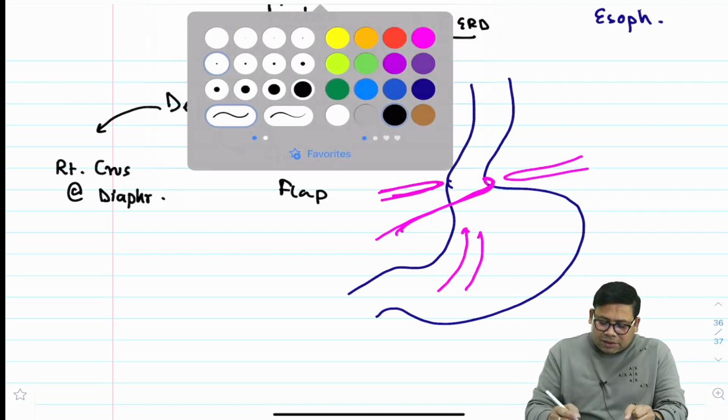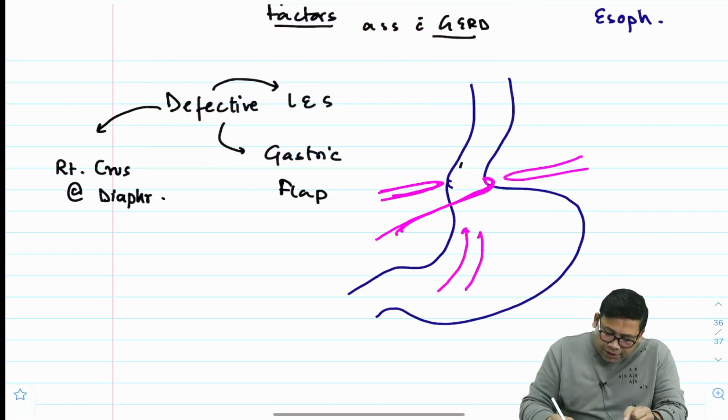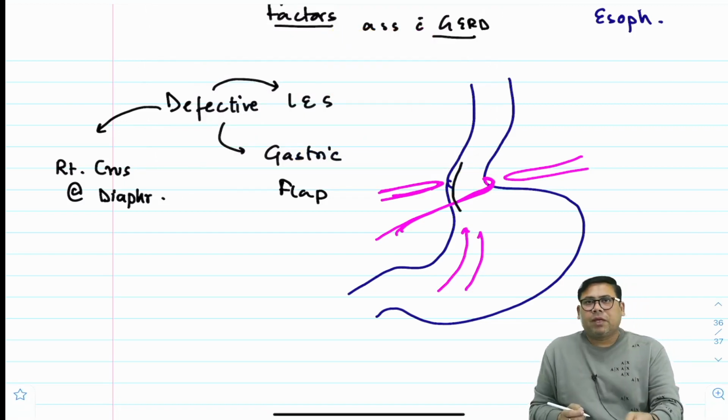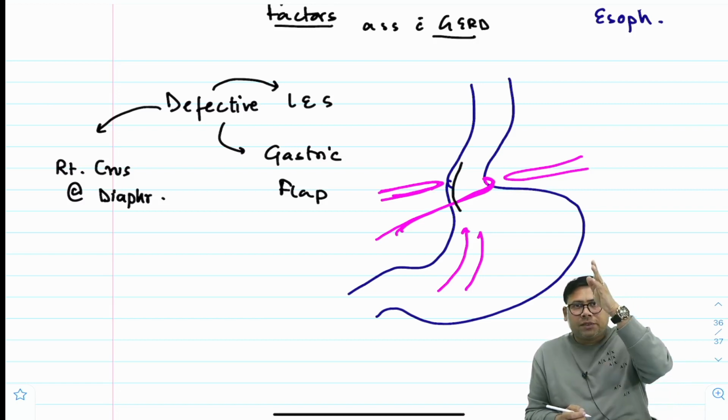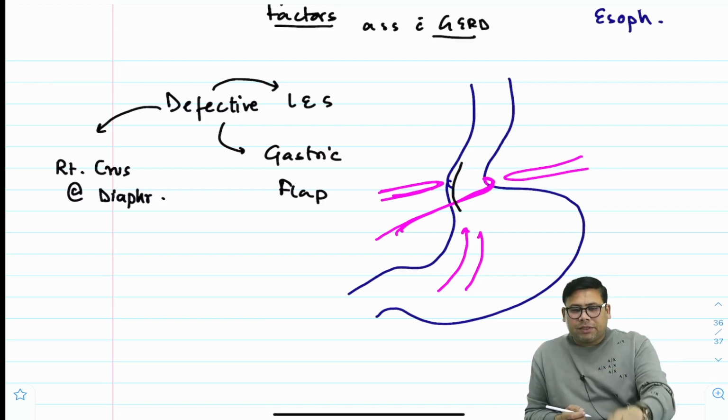The very next thing is, what is LES? Some part of the lower esophageal sphincter is in the thorax, some is in the abdomen.